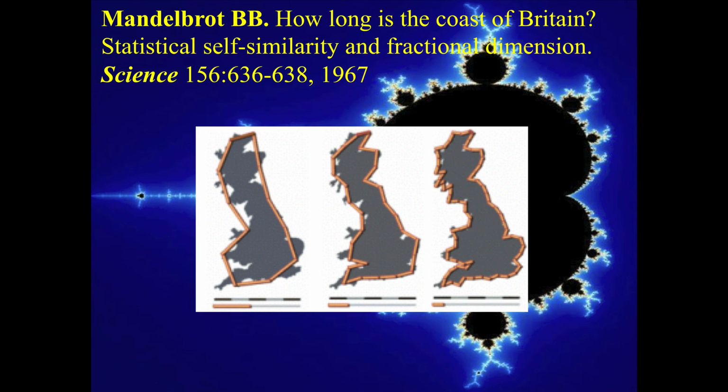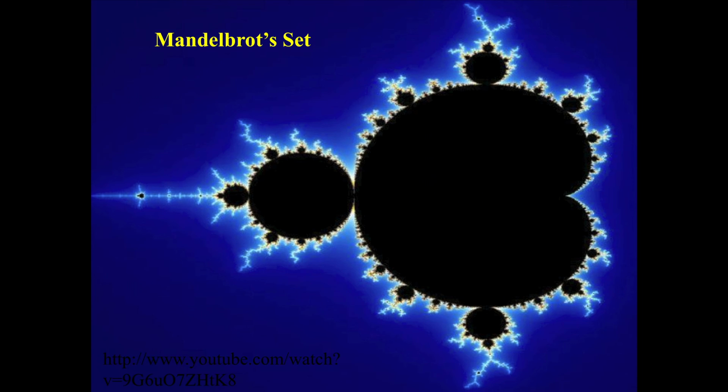Because, for example, we have a number for Great Britain that for sure is lower than the coastline of Norway, because Norway has a lot of fjords. So the geometrical complexity of this coastline is much higher. And this is the concept of self-similarity.